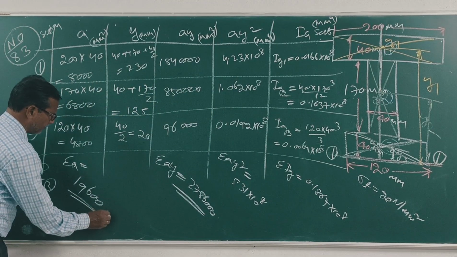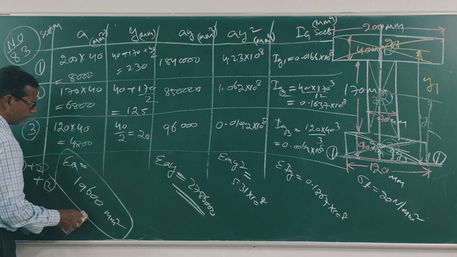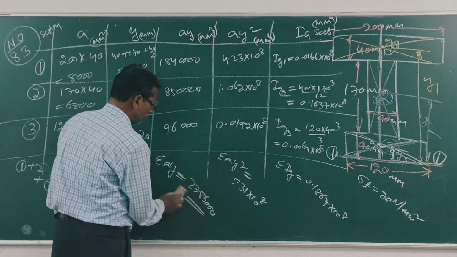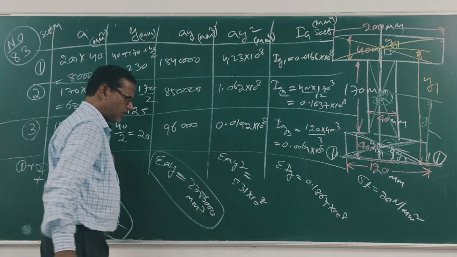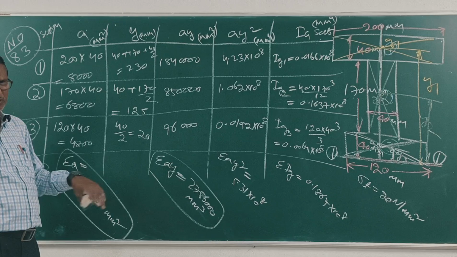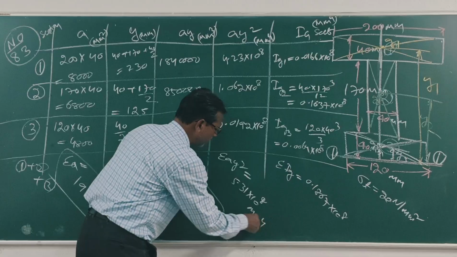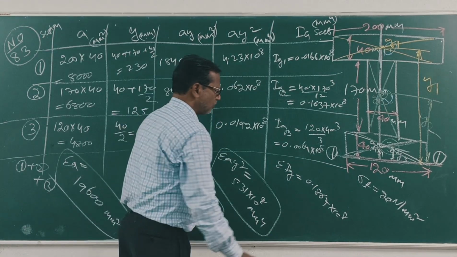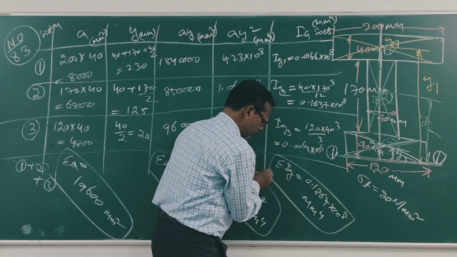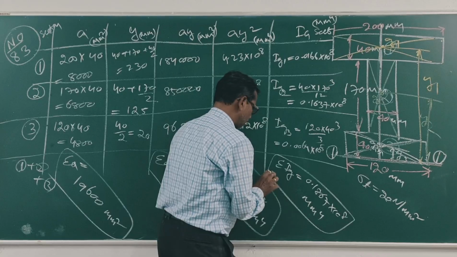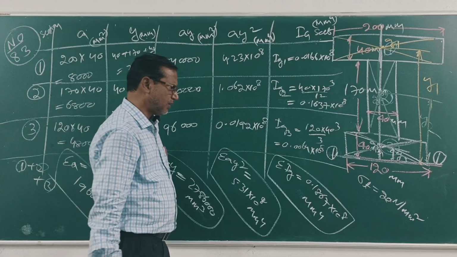This is mm square. This is mm cube. Area into y is mm square into mm, mm cube. Ay square is mm fourth. This is also mm fourth. Clear?